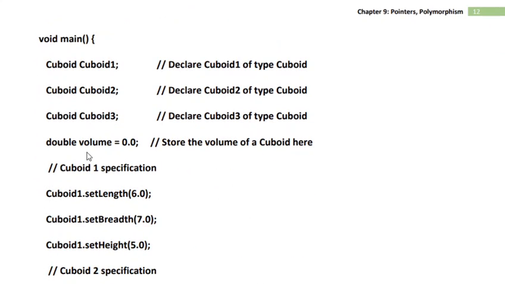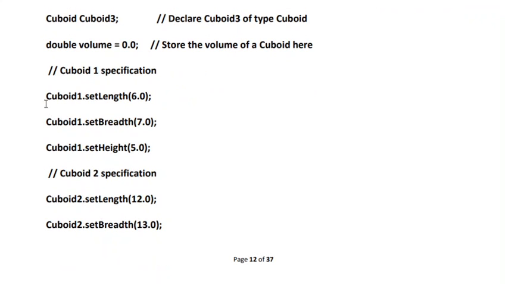Now here I have my main function. Cuboid 1, cuboid 2, and cuboid 3 are three objects of type cuboid, and I have taken a parameter of type double that is named volume. First I'm trying to set the length, breadth, and height of the first cuboid. Cuboid 1 dot set length is 6, so 6 will be passed to the length of the first cuboid, 7 will be passed to the breadth, and 5 will be passed to the height of the first cuboid.